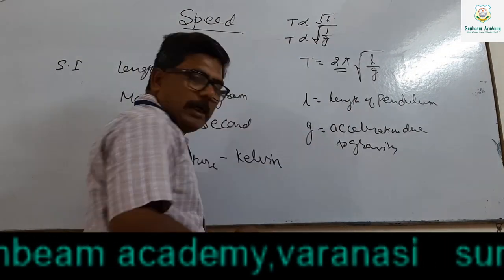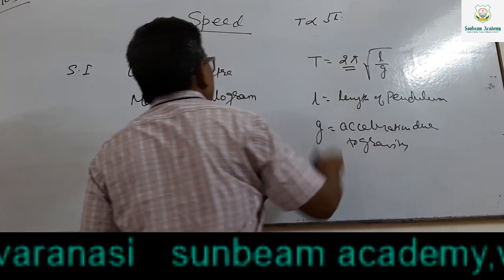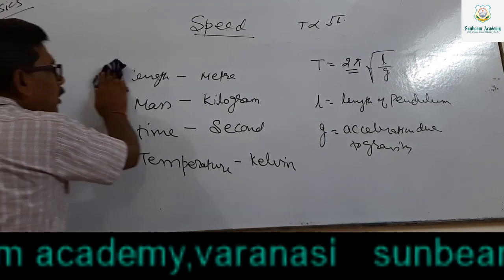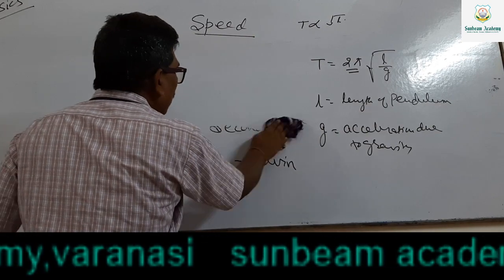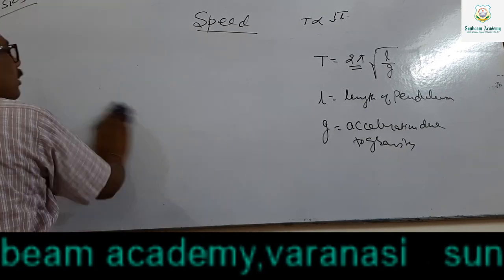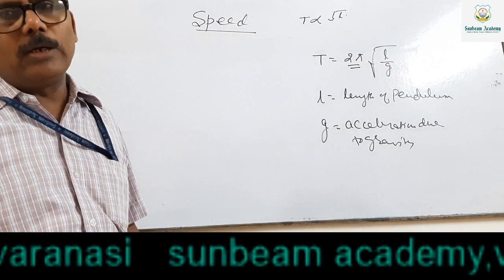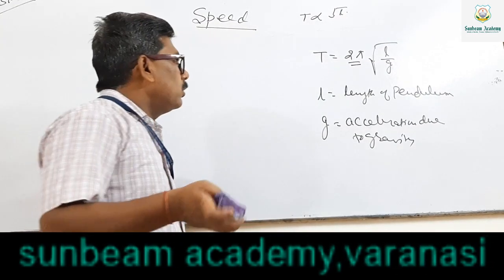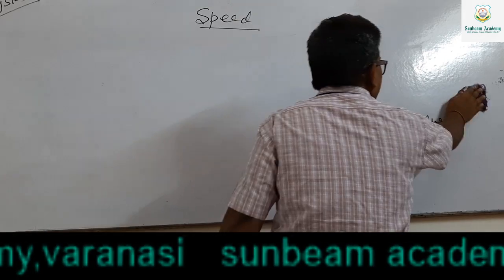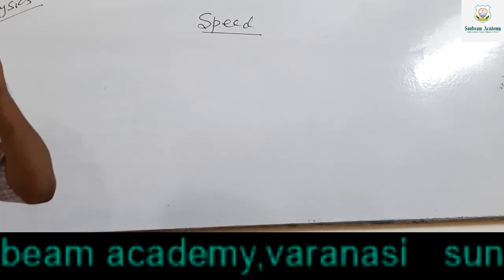So, the question is, what will be the effect on the time period if the length of the pendulum increases? If the length of the pendulum is increased, the time period will also increase, because the time period of the simple pendulum is directly proportional to the square root of the length of the pendulum. I will be sending the PDF file of these oral questions also. Don't worry about it. Now we will come to the next part of the topic, that is speed.